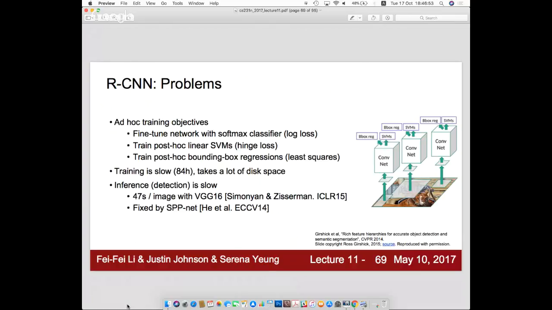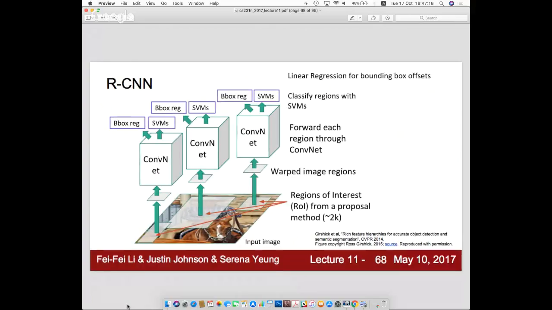RCNN was a solution. Then something called SPPNet came out to fix some of the issues of RCNN. SPPNet is spatial pyramid pooling. Now, spatial pyramid pooling is, okay, let me go back now. Let me go back this way.